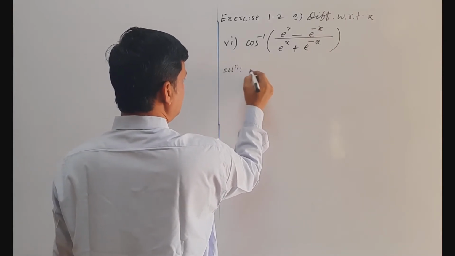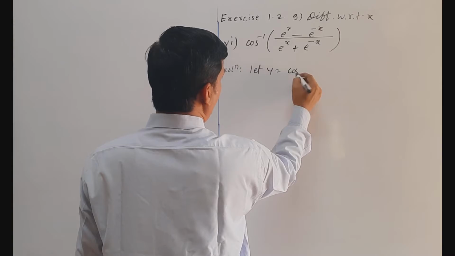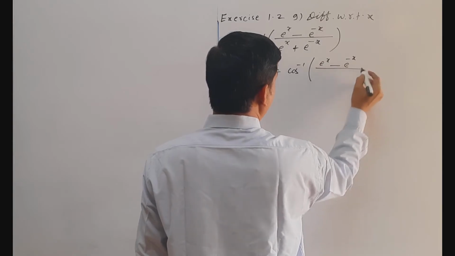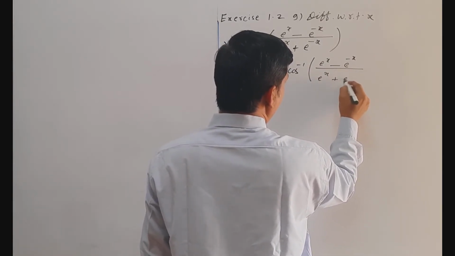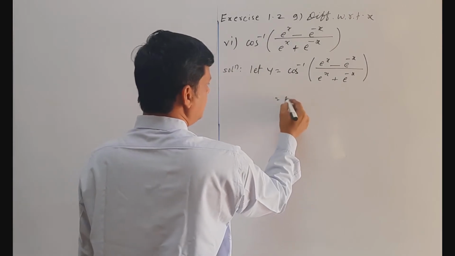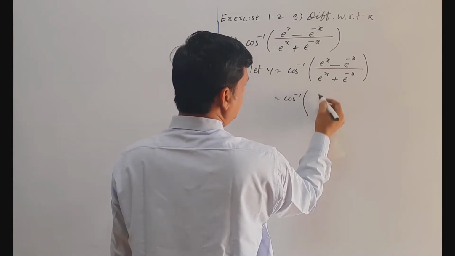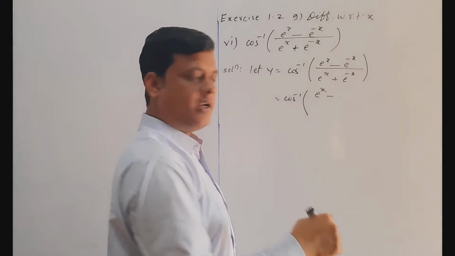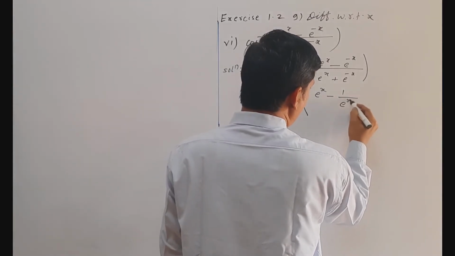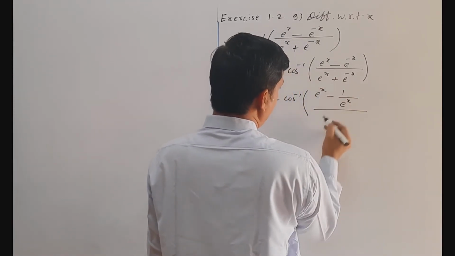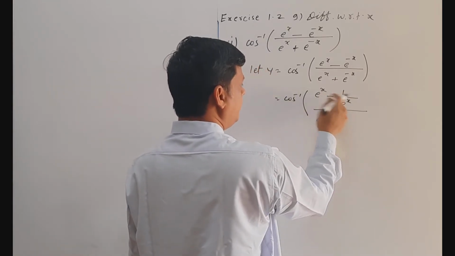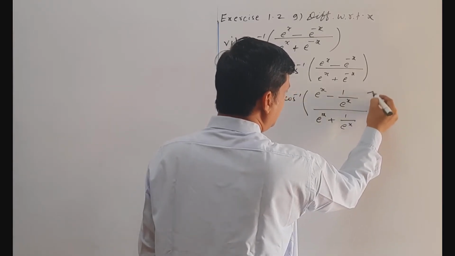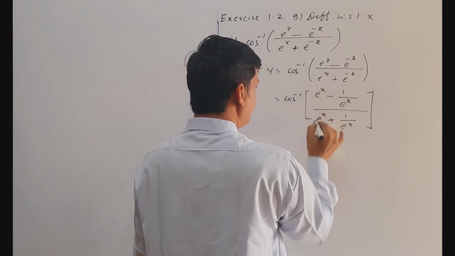So write in solution first. Let y is equal to cos inverse of (e raised to the power x minus e raised to the power minus x) upon (e raised to the power x plus e raised to the power minus x). So first we simplify the bracket. So write e raised to the power x as it is minus this e raised to the power minus x, which is 1 upon e raised to the power x. In the denominator also we write e raised to the power x plus this e raised to the power minus x as 1 upon e raised to the power x. So write here square bracket.